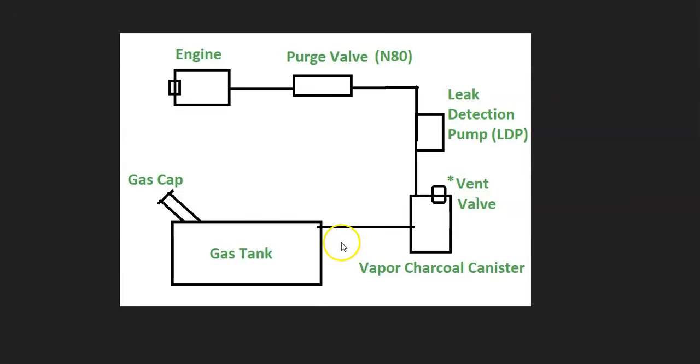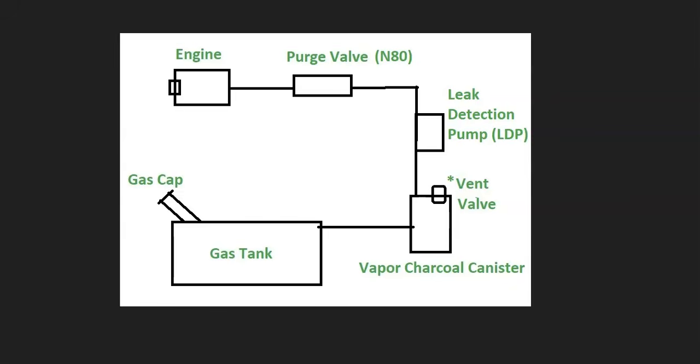But the basics of what's going on is that you're going to have gas vapors, they're going to leave the gas tank, they're going to go through a hose, they're going to go over to what's called the charcoal canister, and this is basically like storage for the gas vapors. Depending on your Volkswagen, there may or may not be a vent valve. It's going to vary, but basically the vent valve is just a solenoid that opens to outside air.